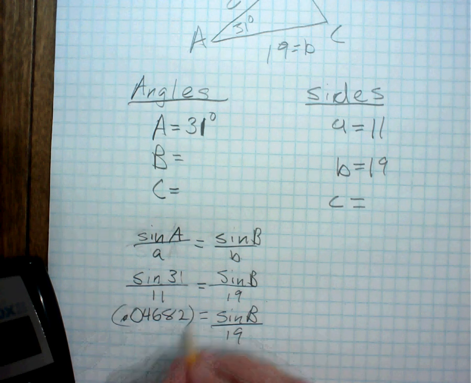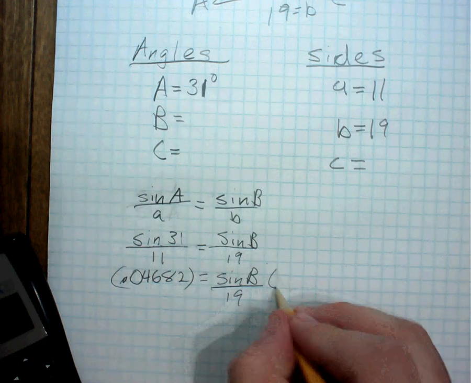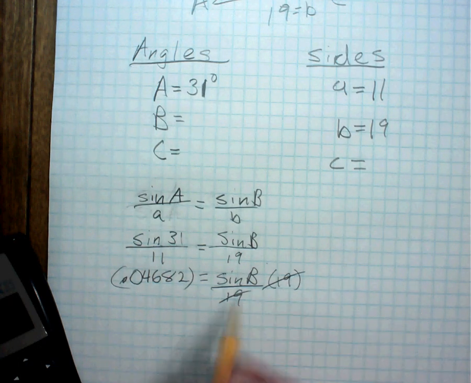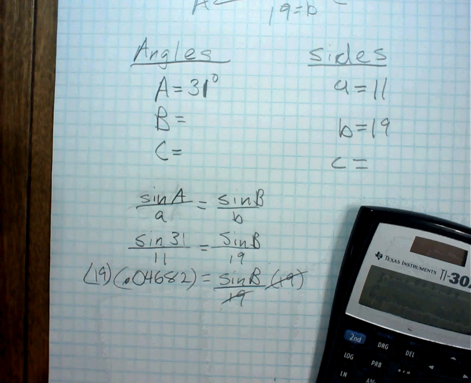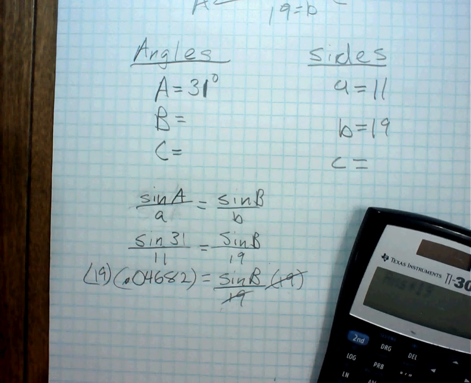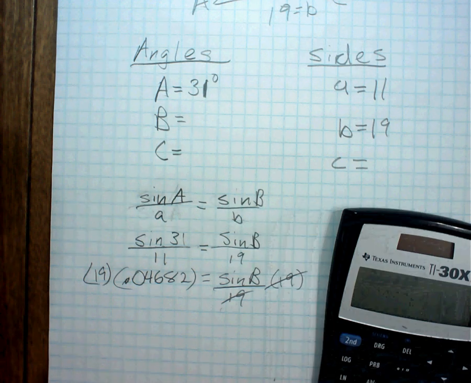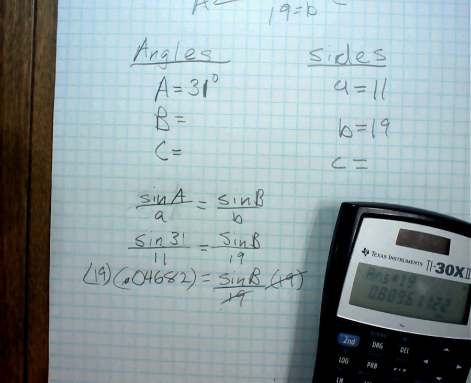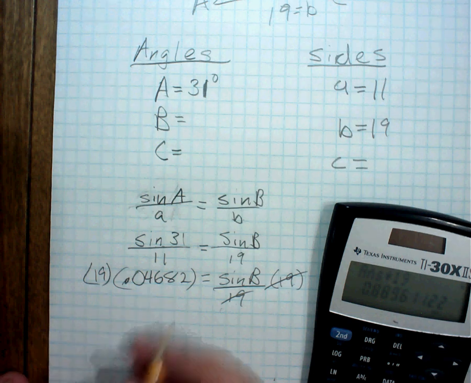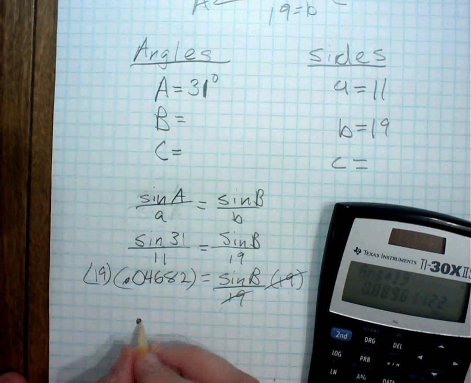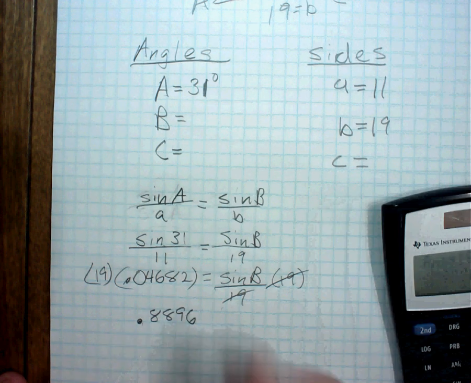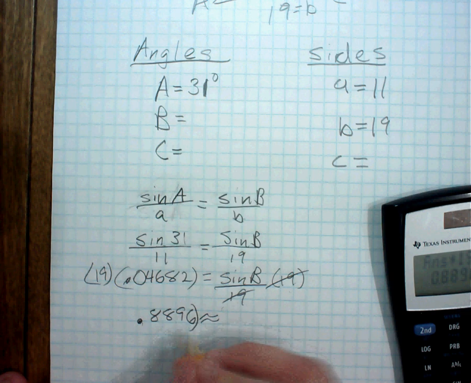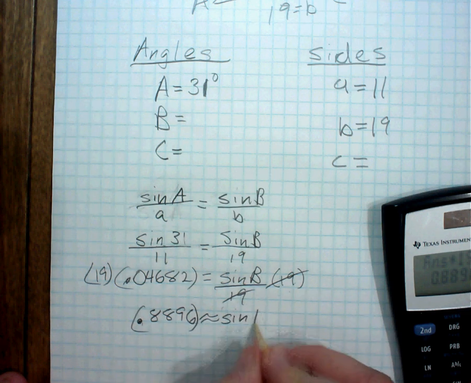Now we've seen this before. The only thing I got to do is multiply this by 19. The reason I do that is I want to undo the dividing by 19, right? So multiplication is the opposite of division. And whatever I do on one side, I got to do on the other. So I'm going to take this number and multiply it by 19, and I'll get 0.9, right? So let me write this out a little further: 0.8896, and that's approximately equal to sine of capital B.